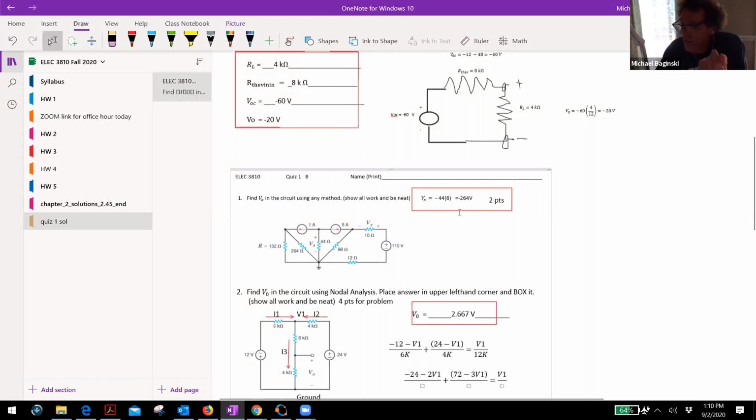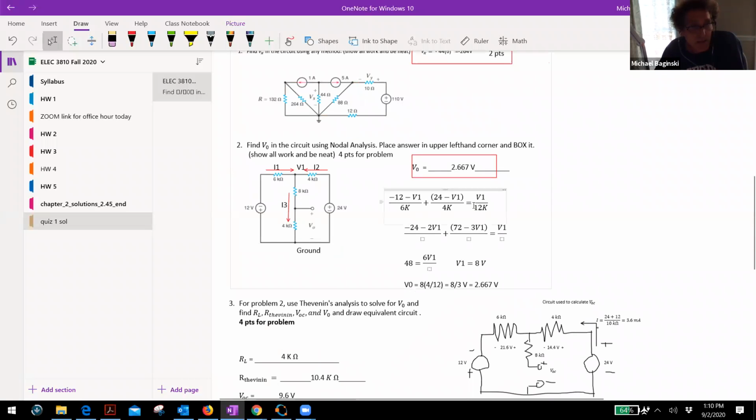Just like the first part of quiz A. So that's 2 points there. Next, again, this is going to be a nodal analysis. And here, got to ground that, so that's 0 volts. I label I1, I2, and I3.